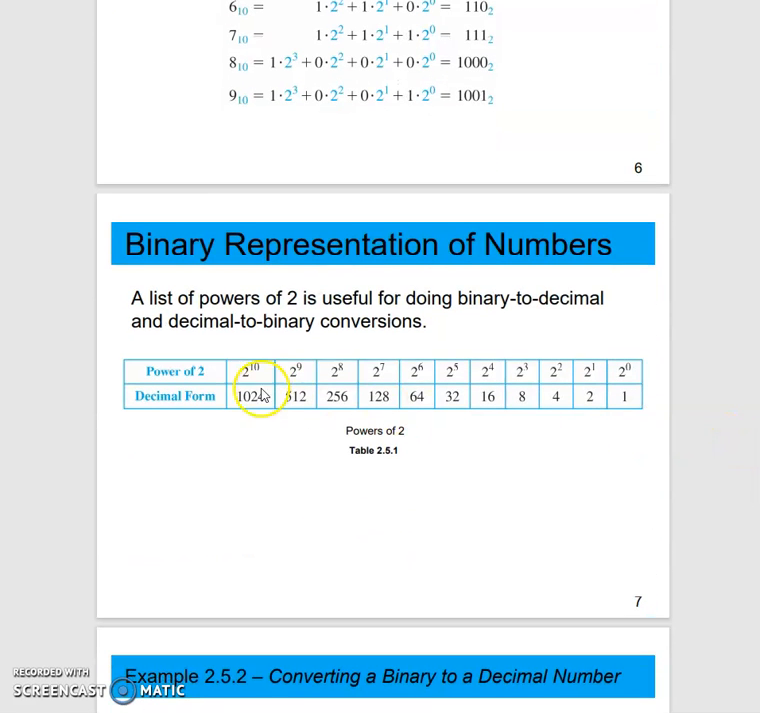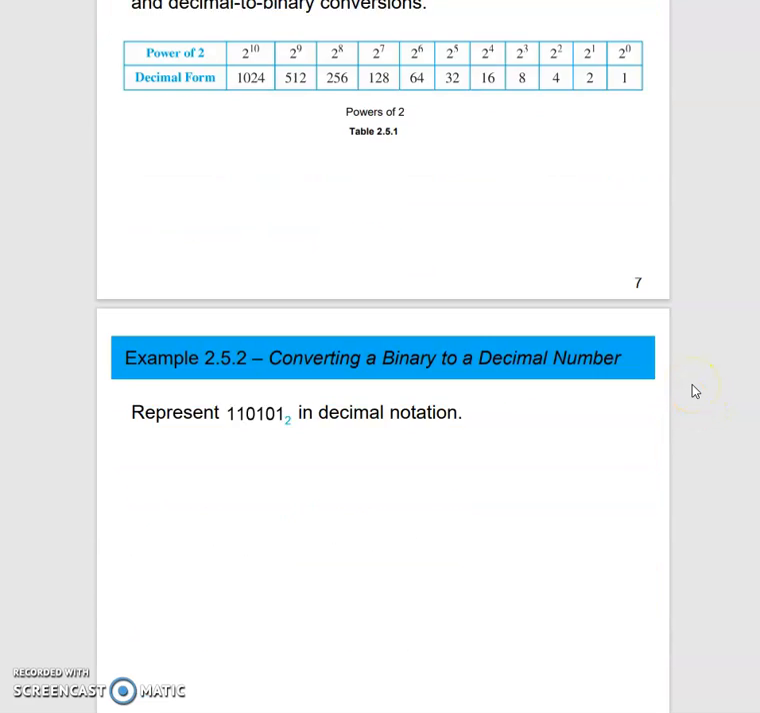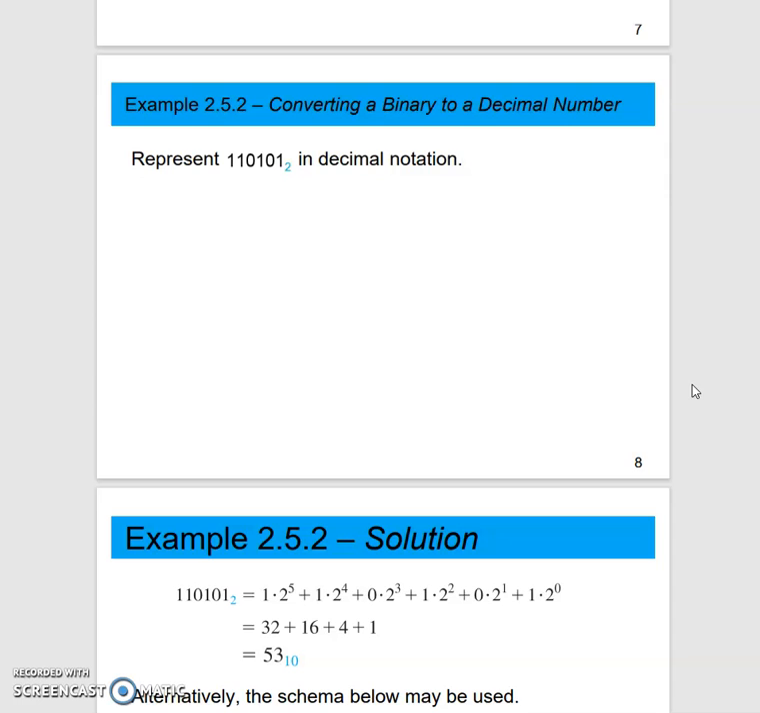And just a quick reminder here of some of our powers of 2, because if we are using binary, these powers of 2 become extremely important. Well, let's try to go the other way. So this is a binary number, 110101. How do we write that in decimal?